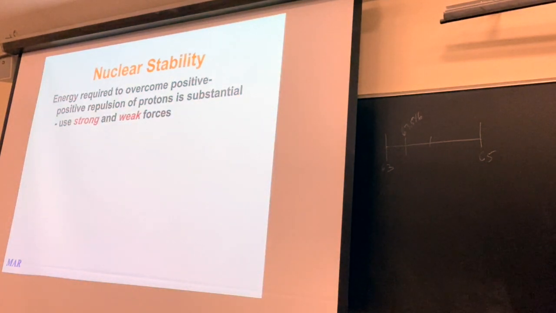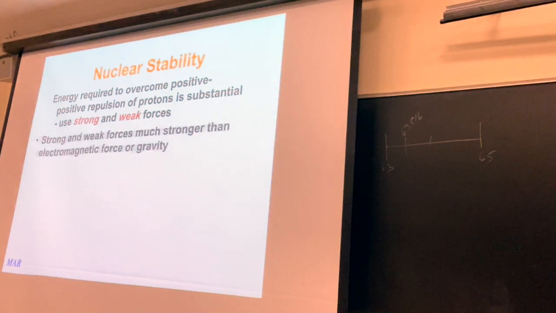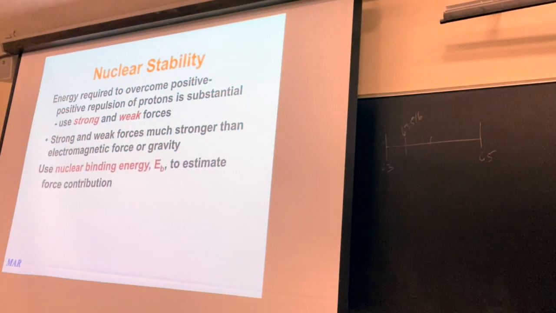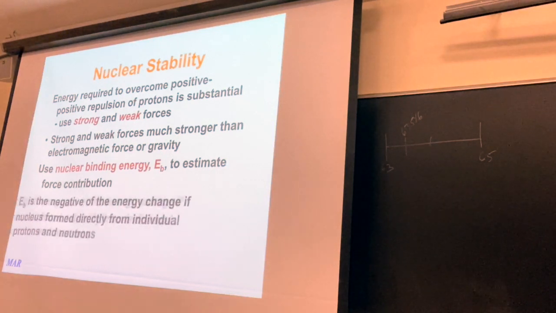So you can actually figure out the energy required to overcome the repulsion of protons. And it uses a combination of strong and weak forces. And remember that the strong forces are definitely stronger than EM, and they're basically all more powerful than gravity. There's a system to find what's called the nuclear binding energy, E sub B. And this will estimate the force contribution to the atoms, like what makes the atoms stay together.